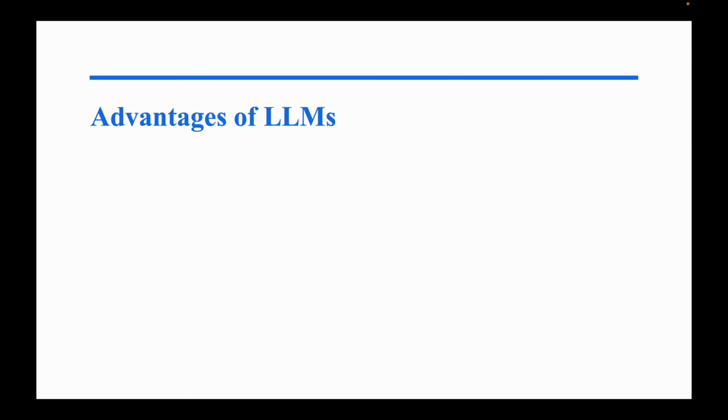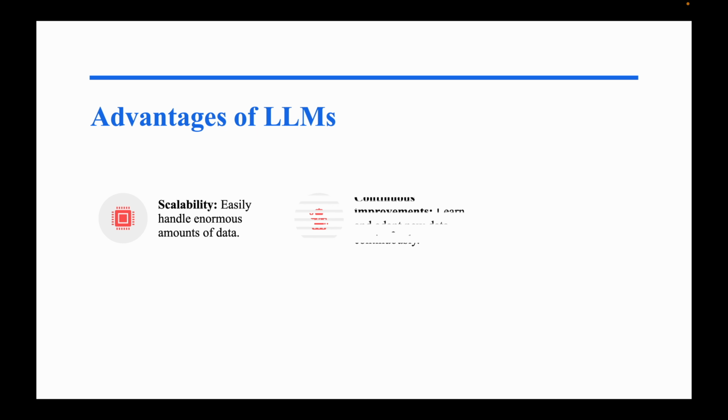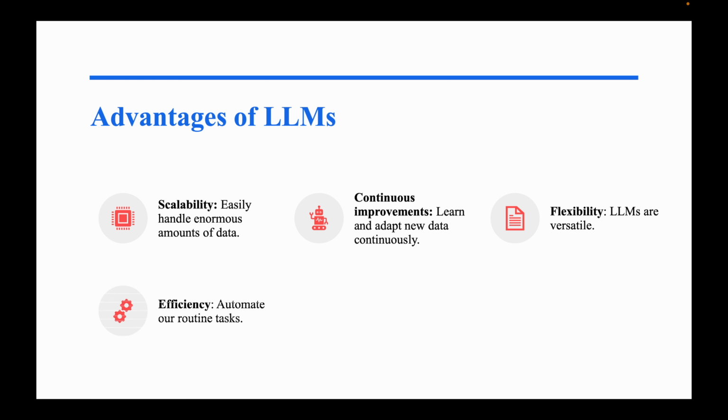Advantages of LLMs. Scalability. LLMs can handle enormous amounts of data. Continuous improvements. LLMs can learn and adapt to new data continuously and improve performance as they are fine-tuned. Flexibility. LLMs are versatile. That is, one LLM can be used for different tasks such as translation, summarization, text generation, and so on. Efficiency. LLMs make our life easier as they automate our routine tasks. Easy on training. Many LLMs are pre-trained, so it is less time consuming. Hence, these are some of the advantages of LLMs.